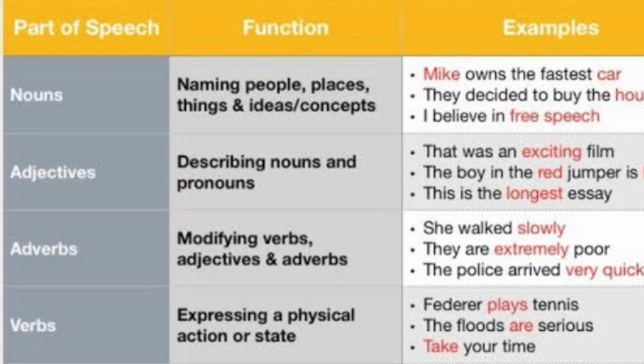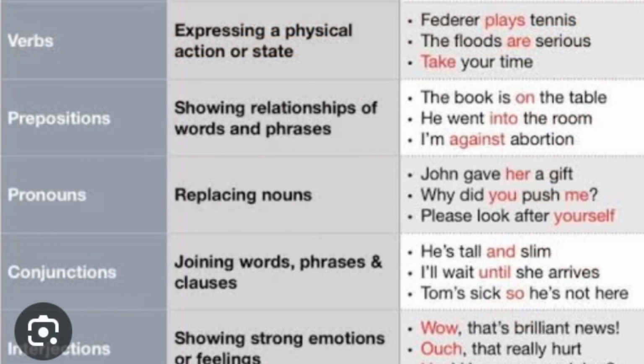You see in the tabular form the noun, it's a naming word. We have already learnt about it. And in the sentence, you see, Mike owns the fastest car. So Mike is the noun and car is also a common noun.